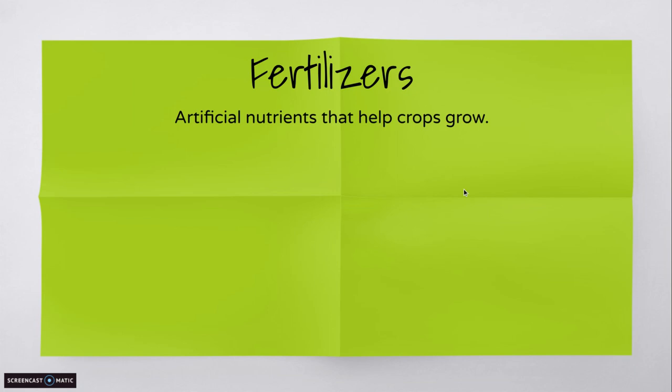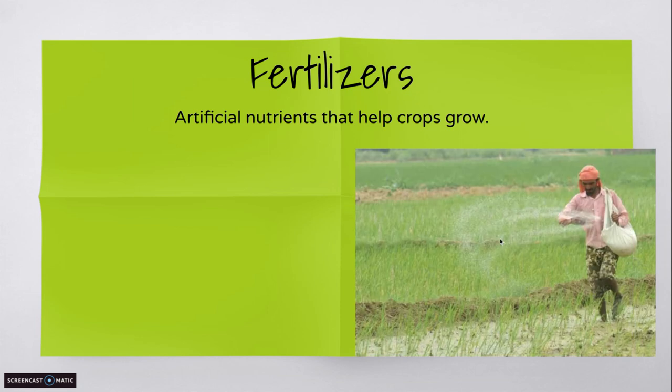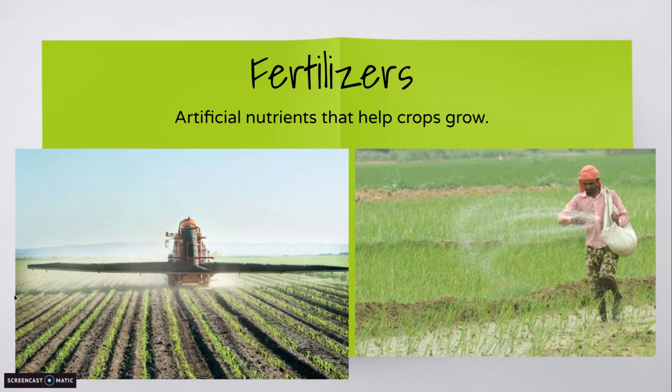Okay. But there are some ways that farmers have tried to mitigate this. So the first is by the use of fertilizers. These are basically artificial nutrients that help crops grow. And fertilizers are used in both rural farms, like you can see here, this man's applying fertilizers to his crops, and in industrial farms. This is industrial application of fertilizers. So again, these are artificial nutrients.